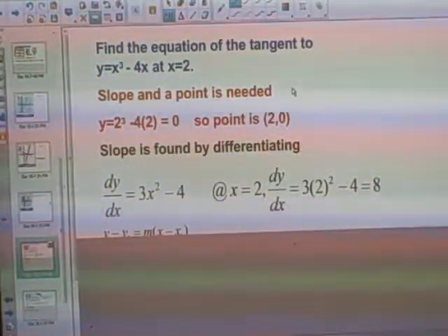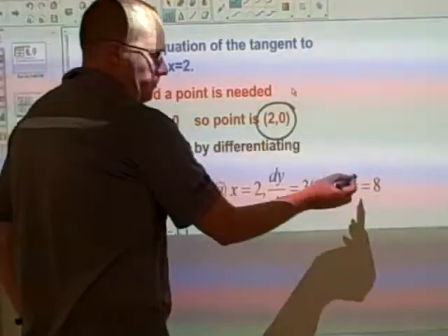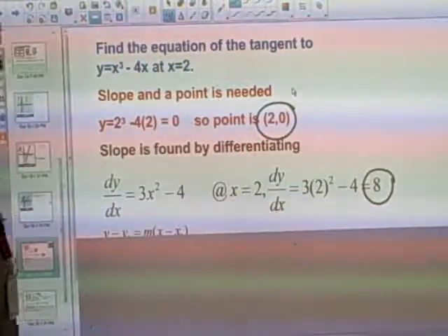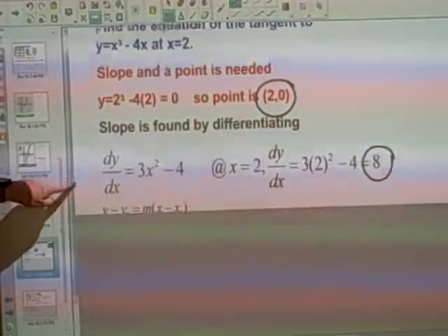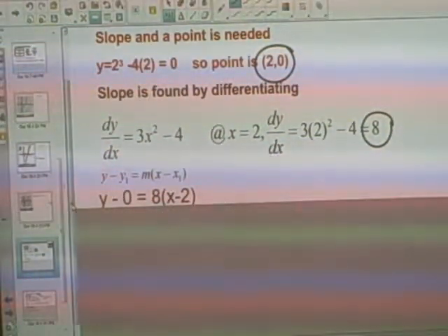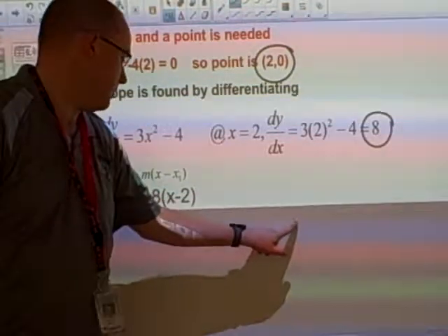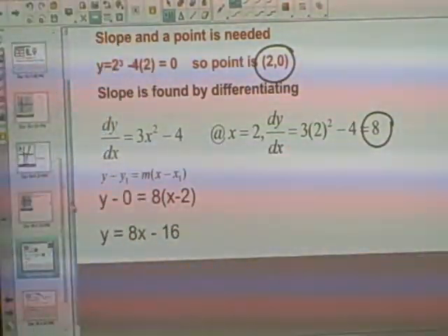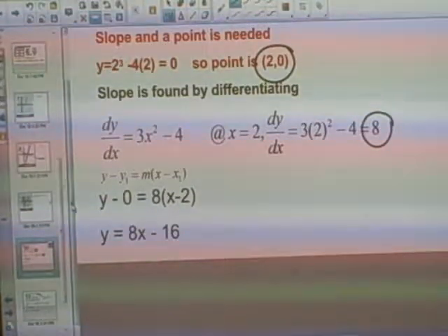Now this comes back to what we're doing in chapter 1. We have a point, we have a slope, therefore we can use our point-slope formula. So y minus y1 equals m(x minus x1), and then simply just substitute the numbers into that formula, and then you found yourself the equation of that tangent.